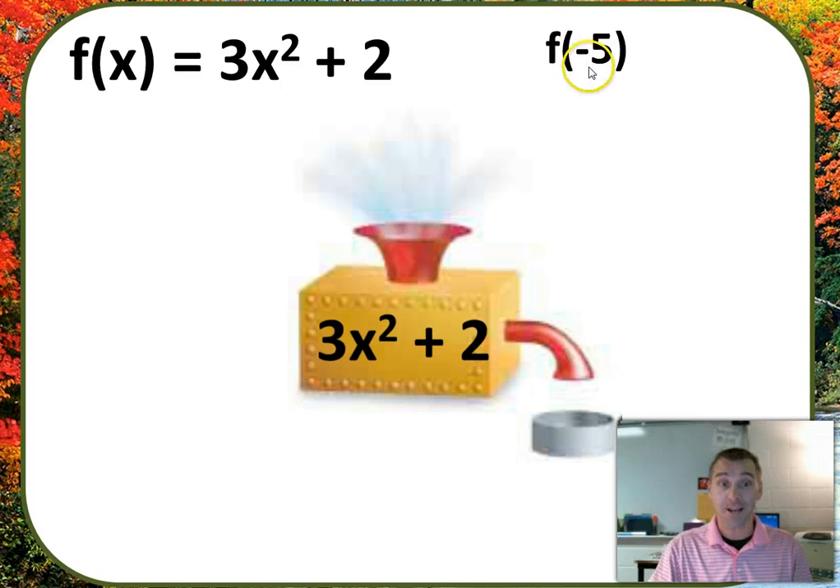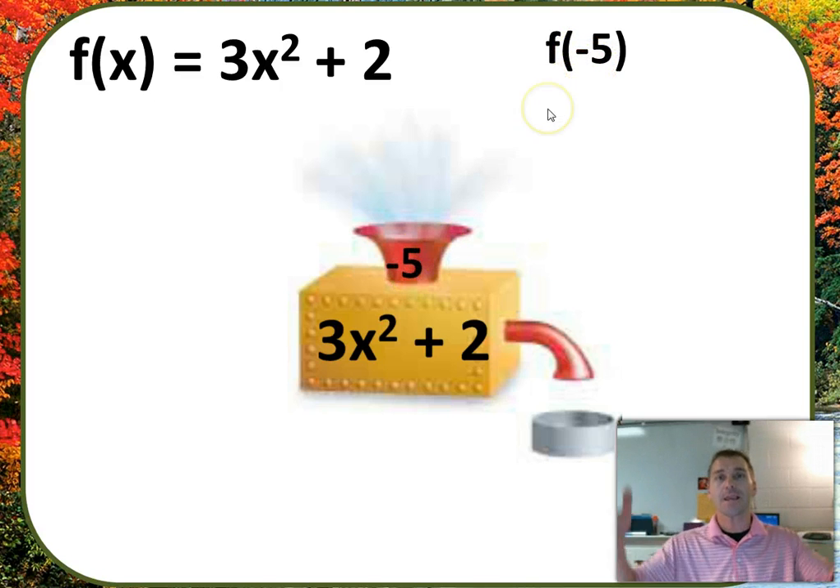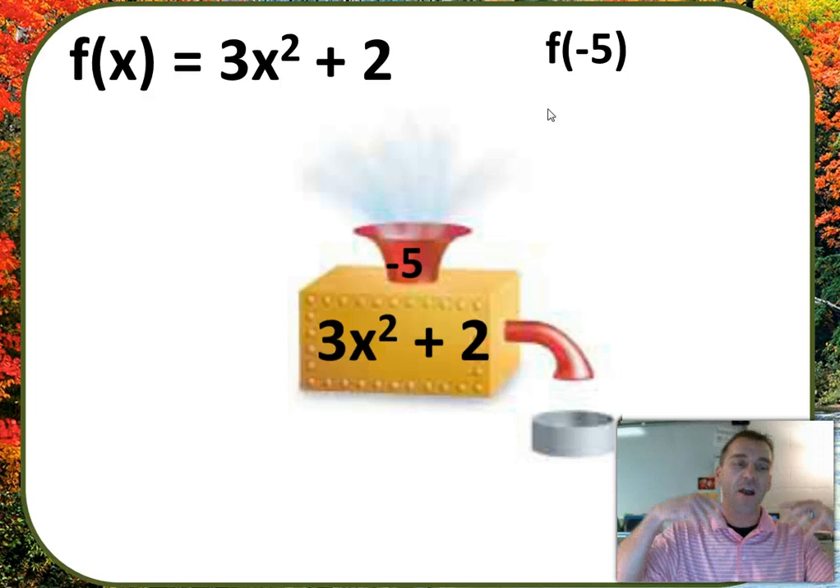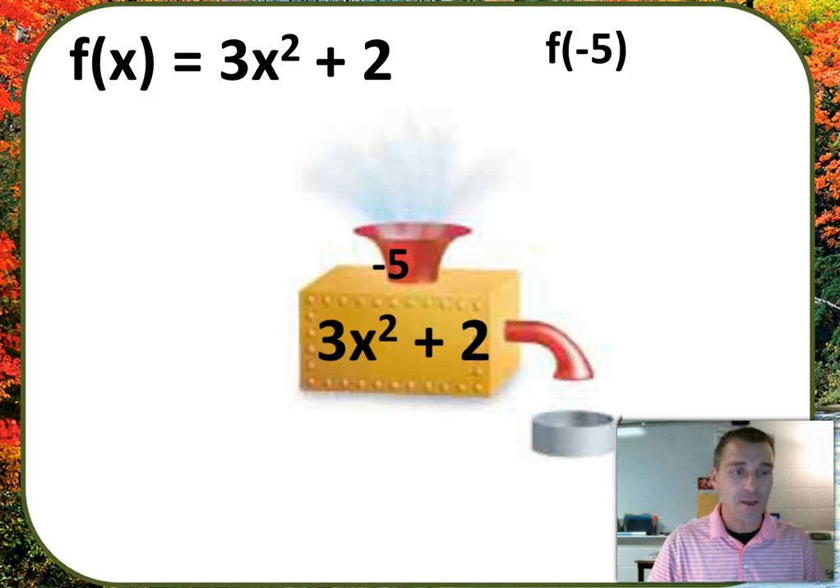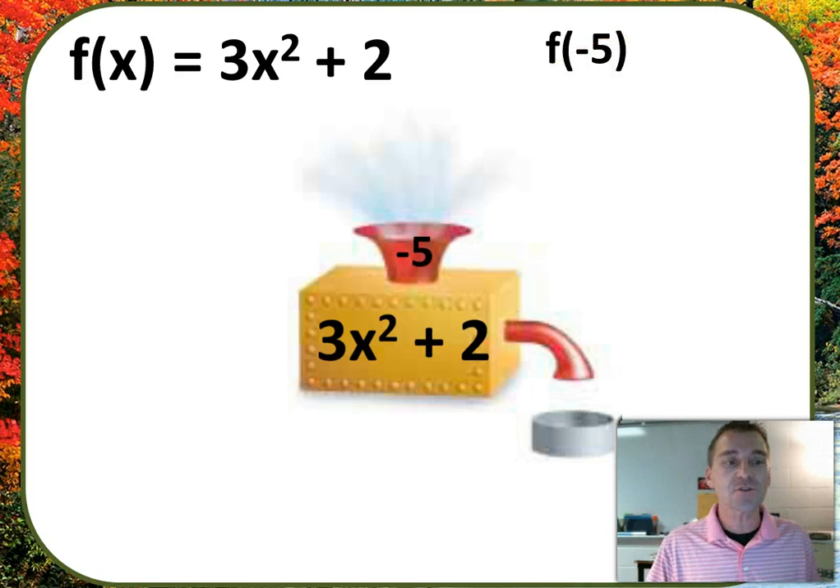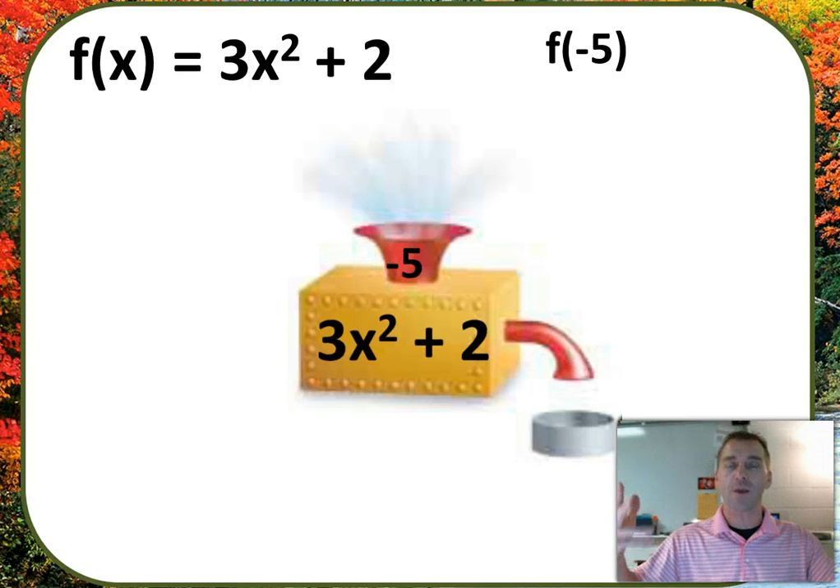Remember, -5 here happens to be my input value, so I would take -5 and insert it into the computer program, into the function machine. And that function machine is going to do what it needs to do with it. Let's do it again. So we take the -5 and insert that into the function machine. It's our domain, one of our domain values.